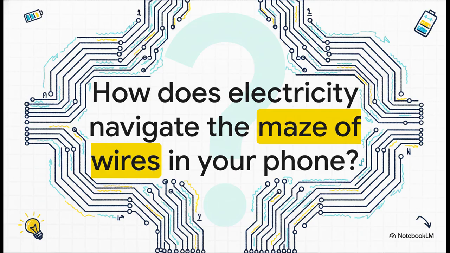So how does electricity navigate that incredible maze of wires? I mean, it doesn't just get lost, right? Well, it turns out it follows a surprisingly simple and, well, elegant set of rules that act just like a map. And today, we're going to learn how to read it.